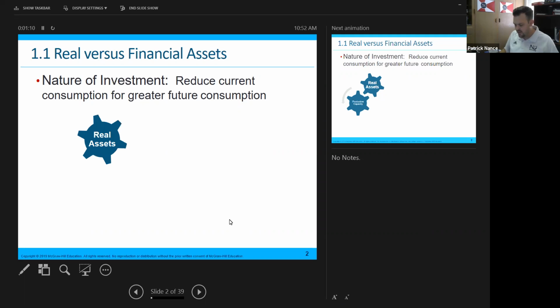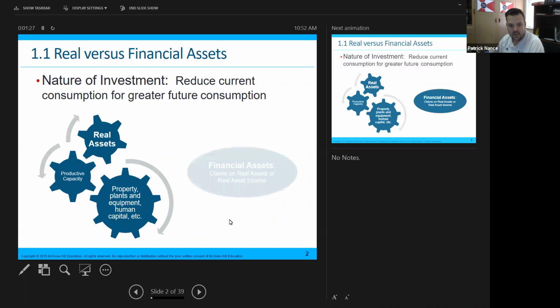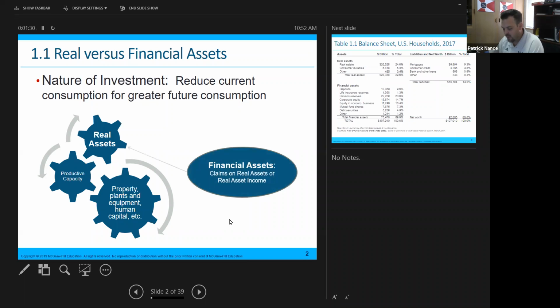There are two different types of assets that we're going to talk about. Real assets. Real assets are assets used to produce goods and services. So this would be mostly, but not wholly, tangible assets, whereas financial assets are more intangible. I say mostly because real assets does include things like knowledge that can be used to produce goods and services, which is really more like an intangible asset, but it also has land, buildings, equipment, those kinds of things in the real assets.